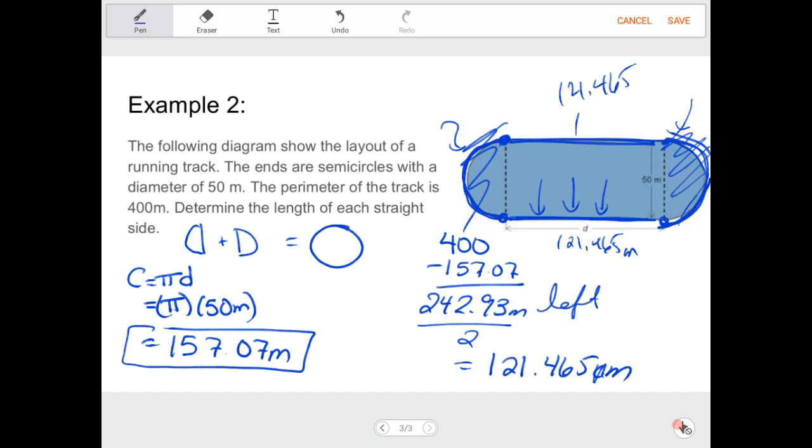You may want to try that one again. I will give you some more practice with that. Essentially the practice you're going to do now is some more of these, a little bit tougher problems that deal with linear and circumference measurements.